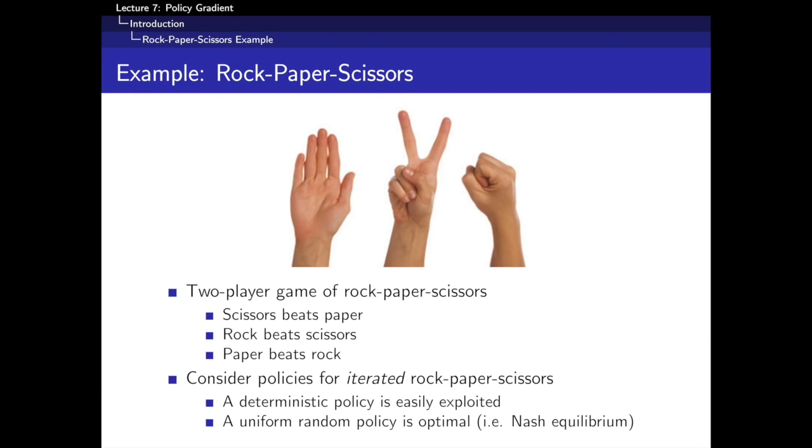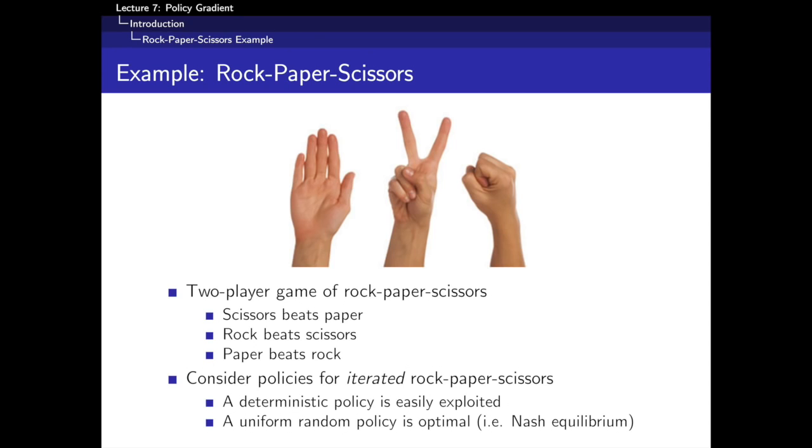So the first example is rock, paper, scissors, or Rochambeau, which has lots of different names depending where you're from and how you play this. It's just the game where you show paper, scissors, or stone, and scissors beats paper, rock beats scissors, paper beats rock. If you were to play this deterministically, any deterministic strategy is very easily exploited. If I always play rock, you'll very quickly figure out that you should just play paper, and I'll lose every single time.